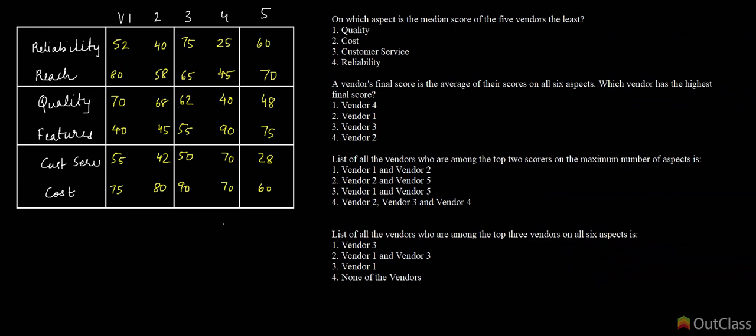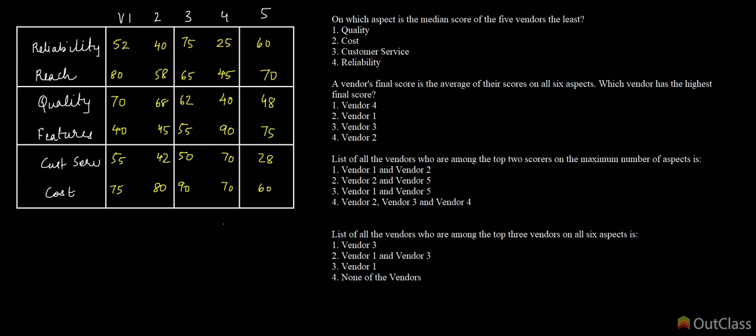The first question is asking which of the aspects has the lowest median. So if you have 5 values, the median will be the 3rd value in either the ascending or the descending order. So we can just look at that.